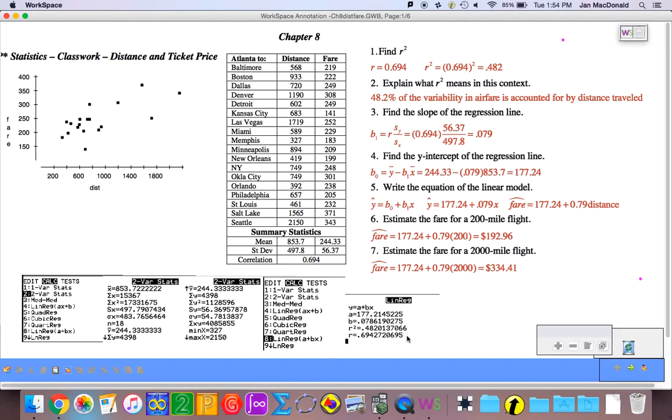And just a reminder, if the absolute value of R is close to 1, it means it's a very strong linear relation. If R is positive, we know it's a positive association. If R is negative, we know it's a negative association, or we'd have a negative slope.